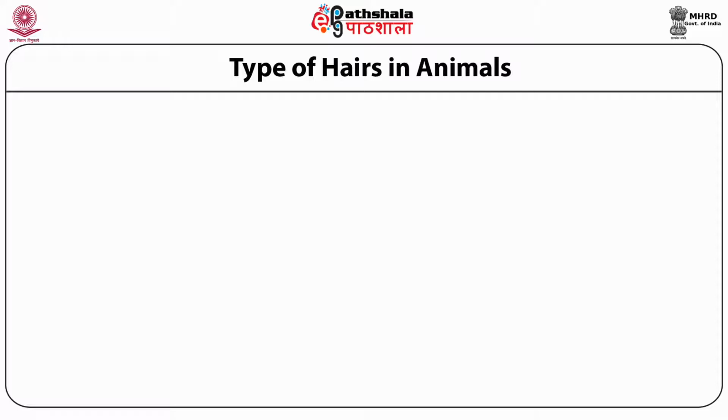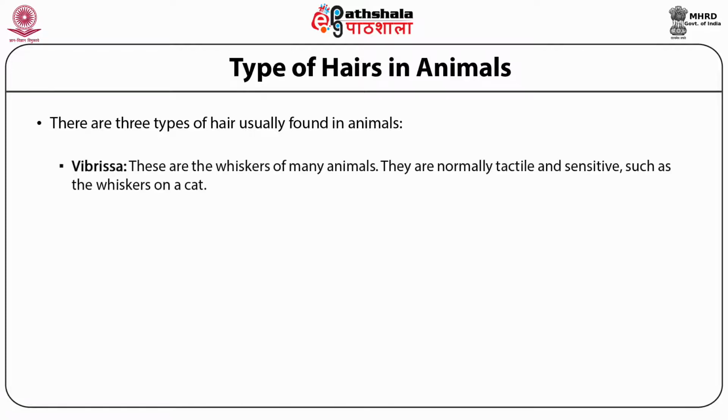Next, we will study the types of hairs in animals. There are basically 3 types of hairs usually found in animals. The first type is the vibrissa. These hairs are the whiskers of many animals. They are normally tactile and sensitive, such as the whiskers on a cat.